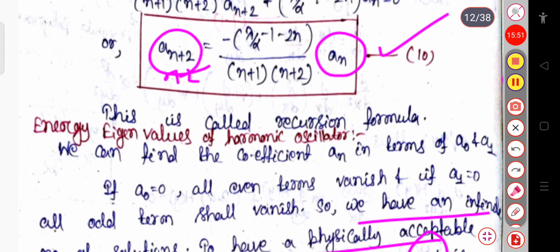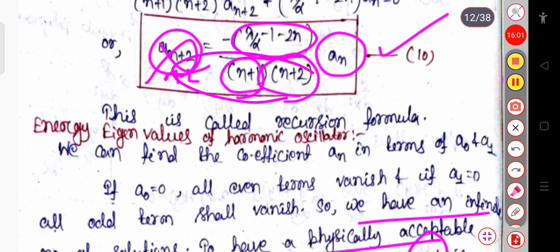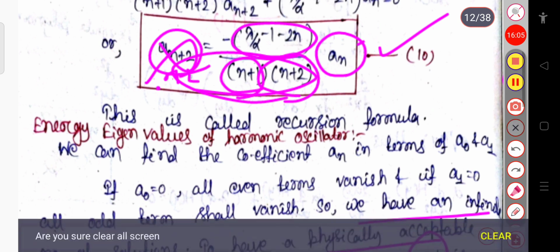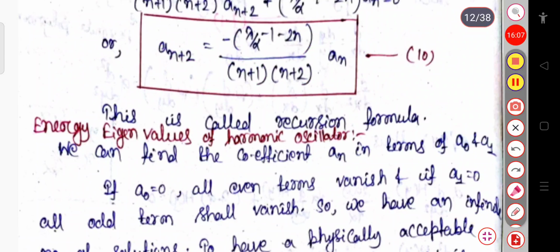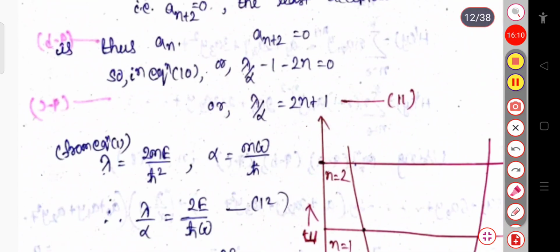Since a(n+2) equals 0, we can write lambda by alpha minus 1 minus 2n equals 0, because this term equals 0, so 0 times this term goes to 0, and divided by n also goes to 0. That's why we can simply write lambda by alpha minus 1 minus 2n equals 0, or lambda by alpha equals 2n plus 1.